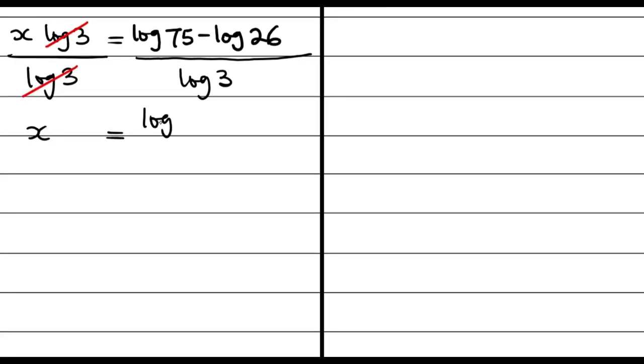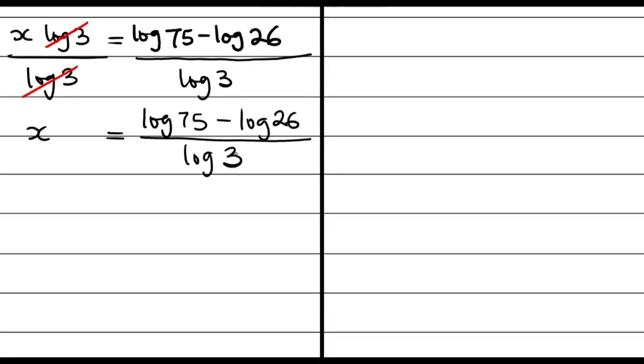So I need to cancel this log 3 by dividing both sides by log of 3, which I'm going to do here. So I have log 3 here, and this log 3 cancels this log 3. I have x equal to log 75 minus log 26, the whole thing over log of 3. The next thing I'm going to do now is to split this log 3 under log 75 and log 26. That is what I'm going to say.